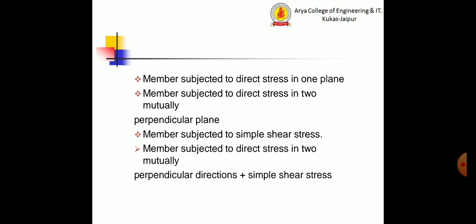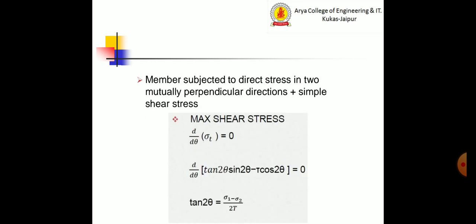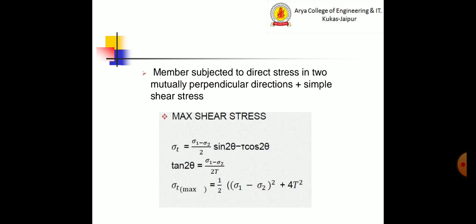Member subjected to direct stress in one plane, member subjected to direct stress in two mutually perpendicular planes, and member subjected to simple shear, and all the four cases. Now we can calculate the stress for all the cases with the help of these formulas by putting the sigma 1 and sigma 2 values.